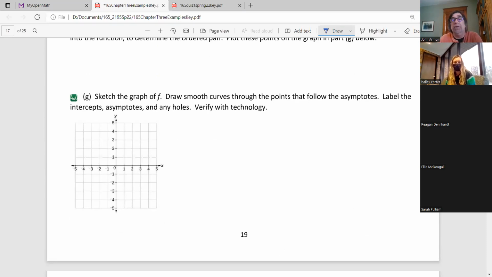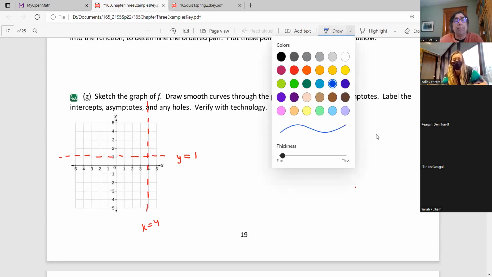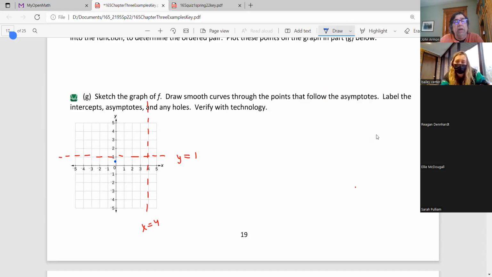Okay, so here it is. So this is the graph of f of x. So we have a horizontal asymptote at y = 1. We have a vertical at x = 4. So put those two in first. We had a y-intercept of 0, 1/2, I believe, which is right there. And we had an x-intercept at 2, 0, which is right here.